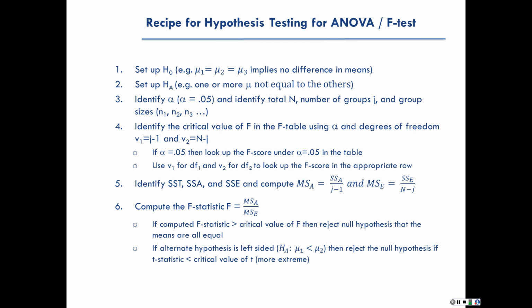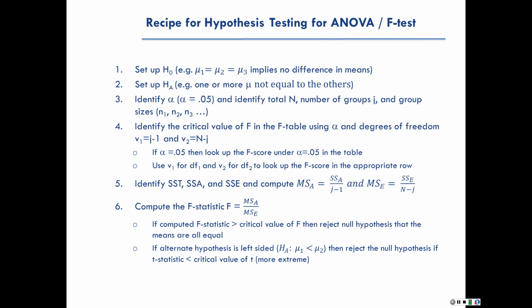Secondly, you want to identify the number of groups, j, and in each group, the sample size in each group, so that's the little n1, n2, n3. Next step, you will identify the critical value of F in the F table using your alpha level and your degrees of freedom. v1 equal to j minus 1, v2 equal to N minus j. If alpha is equal to 0.05, then you look up the F score under alpha equals 0.05 in the F table using the 2 degrees of freedom numbers to triangulate. Use v1 for degree of freedom 1 in the table and v2 for degree of freedom 2 to look up the F score in the appropriate row.